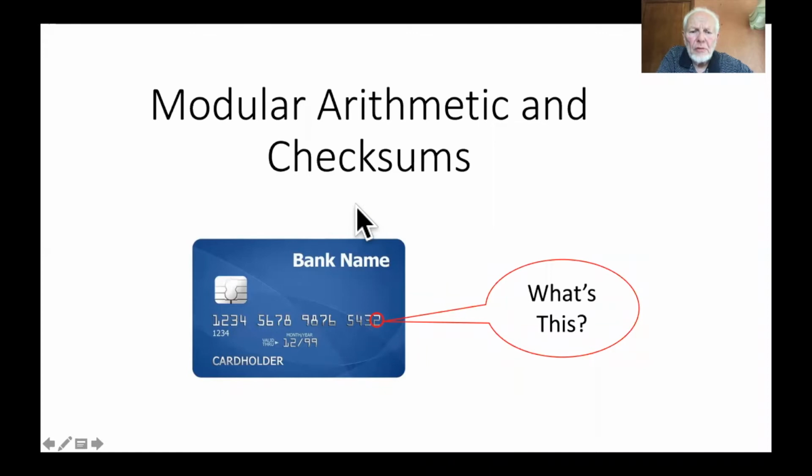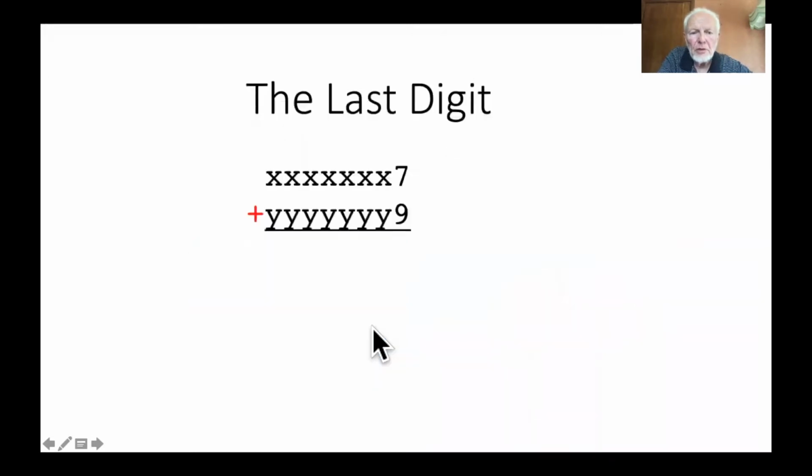I shall talk about modular arithmetic in general and about one particular application that I'm rather fond of, which is checksums. So the last digit on a bank card is a checksum, and I shall explain what that means and what it's for. It's quite different from the other digits. So let's get started. I'm going to start with mod 10 arithmetic because the underlying sums are easier.